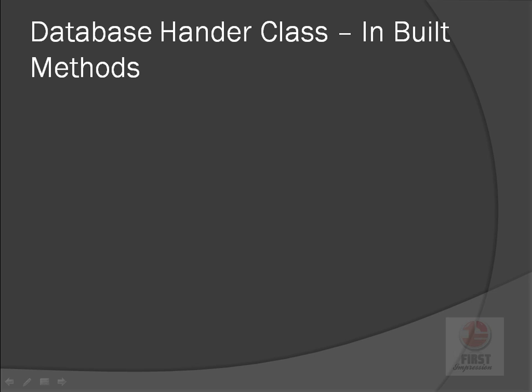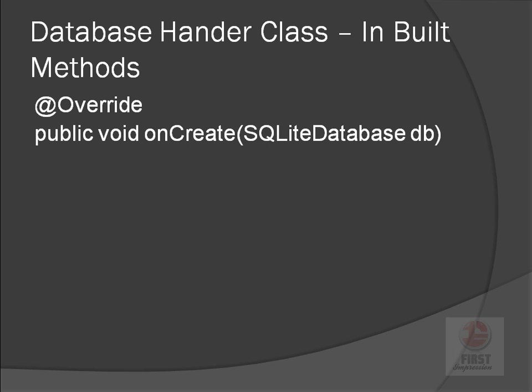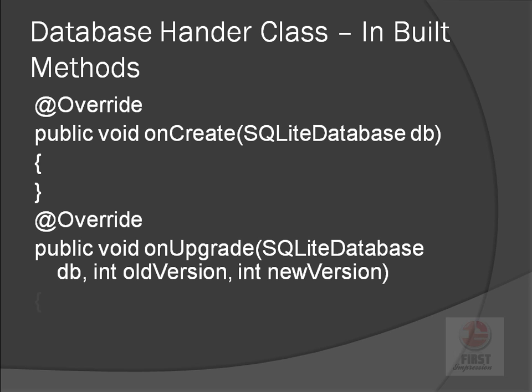The database handler class has some inbuilt methods which we have to have in our class as well. The first method is called onCreate, and the second method is called onUpgrade. These methods are called by default whenever you create or upgrade your database. You don't have to do anything over here. You just have to have these methods as blank. They will be used only to create and upgrade the database.